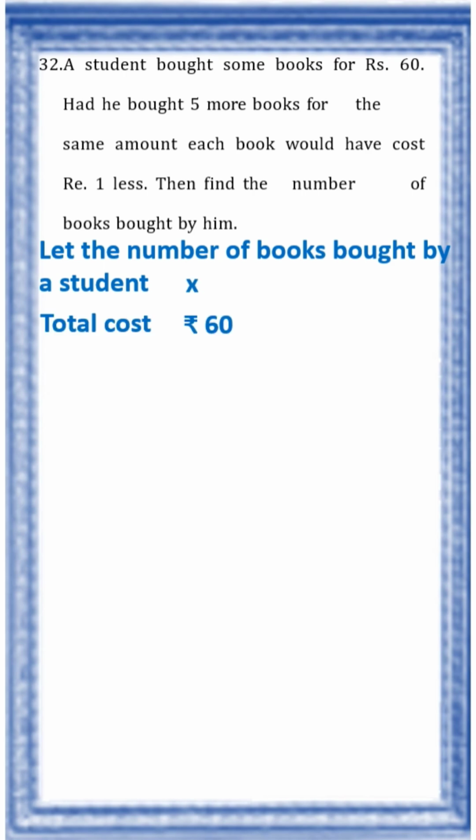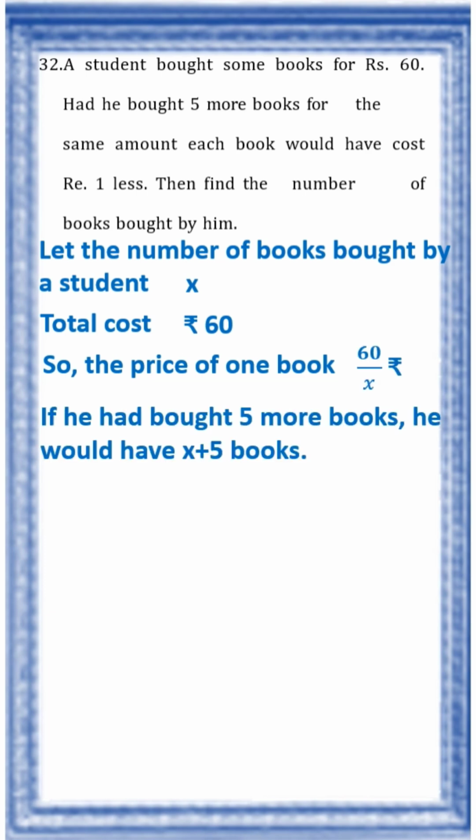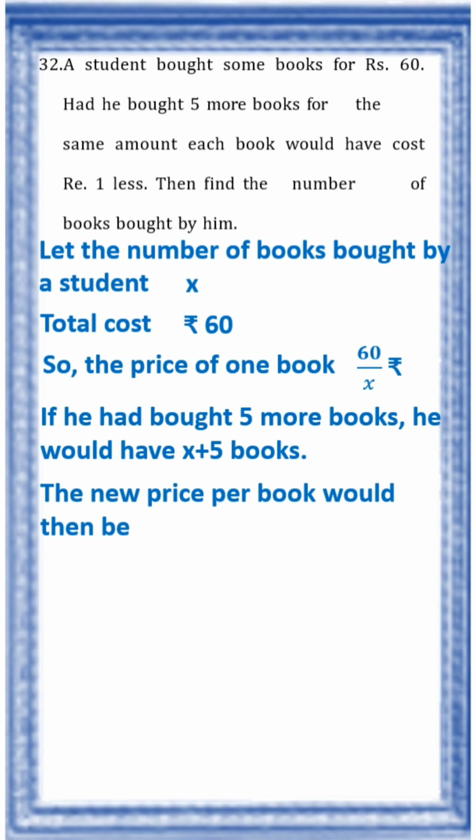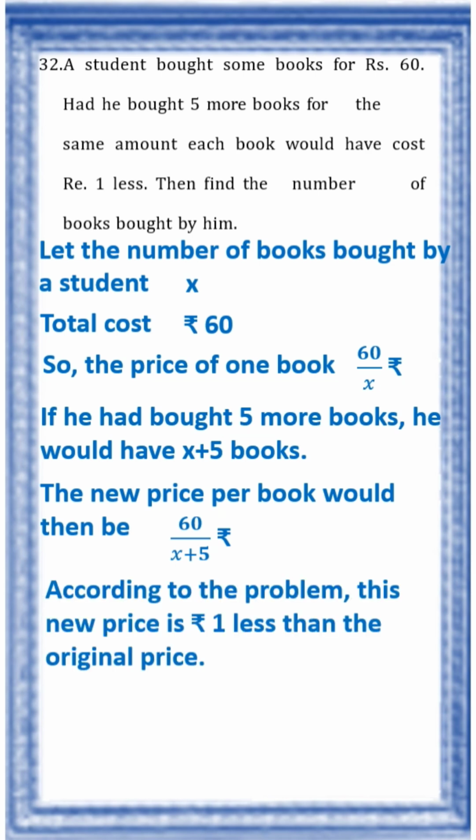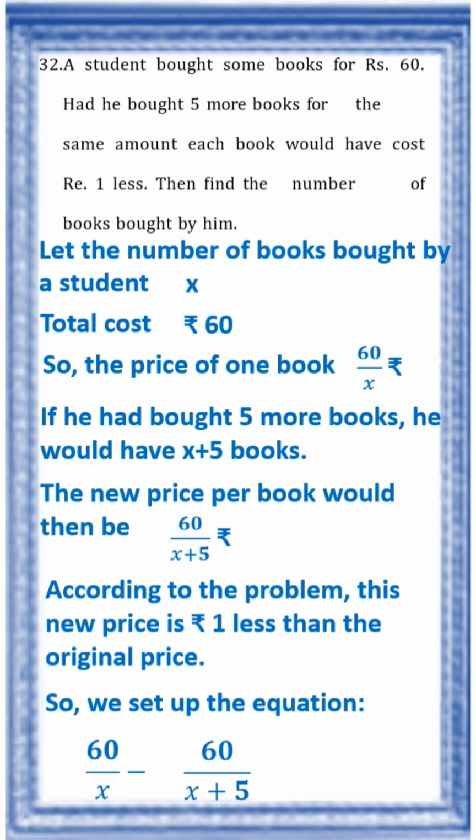Total cost is 60 rupees. So the price of one book is 60 by x rupees. If he had bought 5 more books, he would have x plus 5 books. The new price per book would then be 60 by x plus 5 rupees. According to the problem, this new price is rupees 1 less than the original price. So we set up the equation as 60 by x minus 60 by x plus 5 is equal to 1.